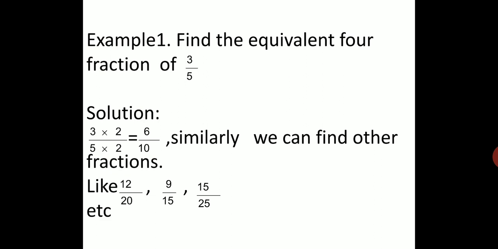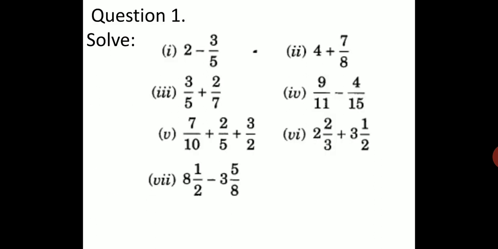Now come to the next slide. You can see question number 1 of exercise 2.1. It is 2 minus 3 by 5. Now here we are discussing fractions, but this is given as a whole number. So whenever we write 2, actually it shows 2 by 1. The next, second part, 4 plus 7 by 8. Actually it is 4 by 1 plus 7 by 8.